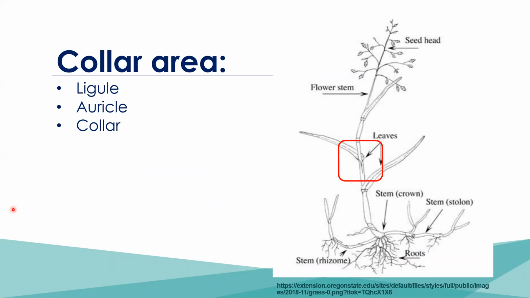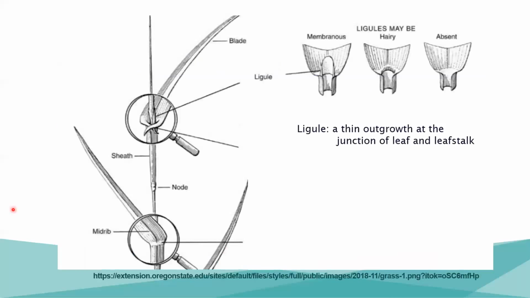All right, so now we're on to the collar area. Here we're going to take a look at the ligule, the auricle, and the collar. So the ligule is just this extra little outgrowth that comes where that leaf blade meets the leaf sheath. Typically it comes in one of three forms: membranous, so it looks like a thin membrane, or hairy, or it's just absent. In this area, having no feature is sometimes a big defining feature, so absent is always going to be one of our options.